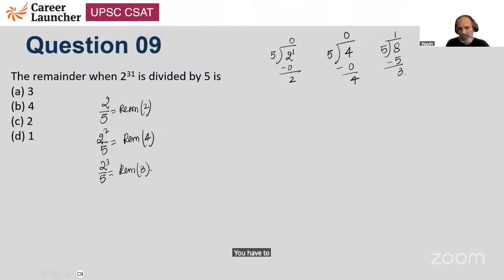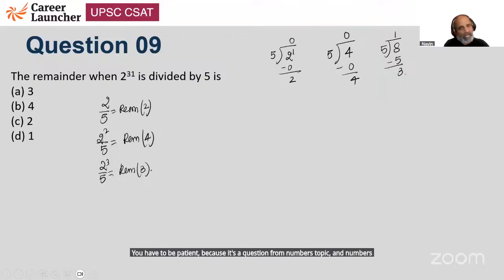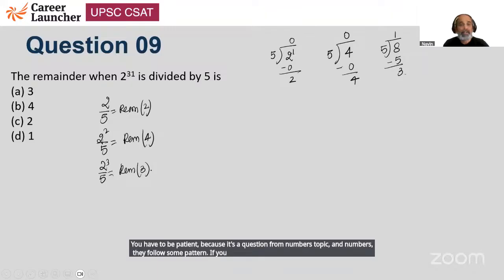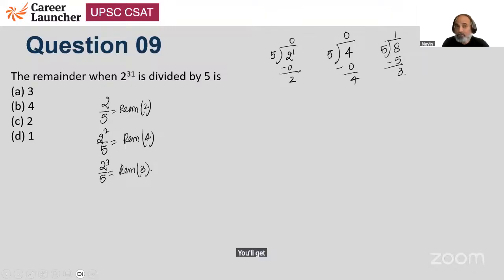You have to be patient because it's a question from numbers topic, and numbers follow some pattern. If you know the pattern, great. You'll get the answer very quick. But if you don't know the pattern, what are you going to do? You will try slowly and steadily. You will find the pattern, right?